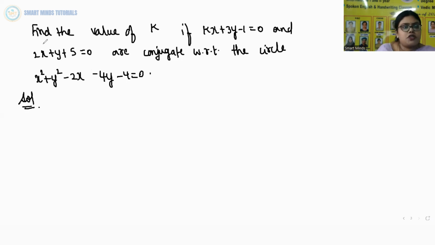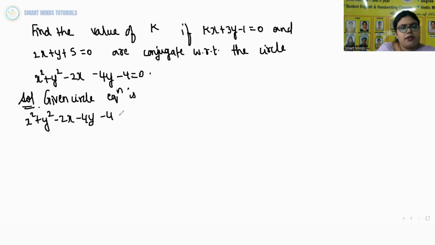So this is the next question. Find the value of k if kx plus 3y minus 1 is equal to 0 and 2x plus y plus 5 is equal to 0 are conjugate with respect to the circle x square plus y square minus 2x minus 4y minus 4 is 0. First let us write the given circle. Given circle equation is x square plus y square minus 2x minus 4y minus 4 is 0. So g is minus 1, f is minus 2, c is minus 4.